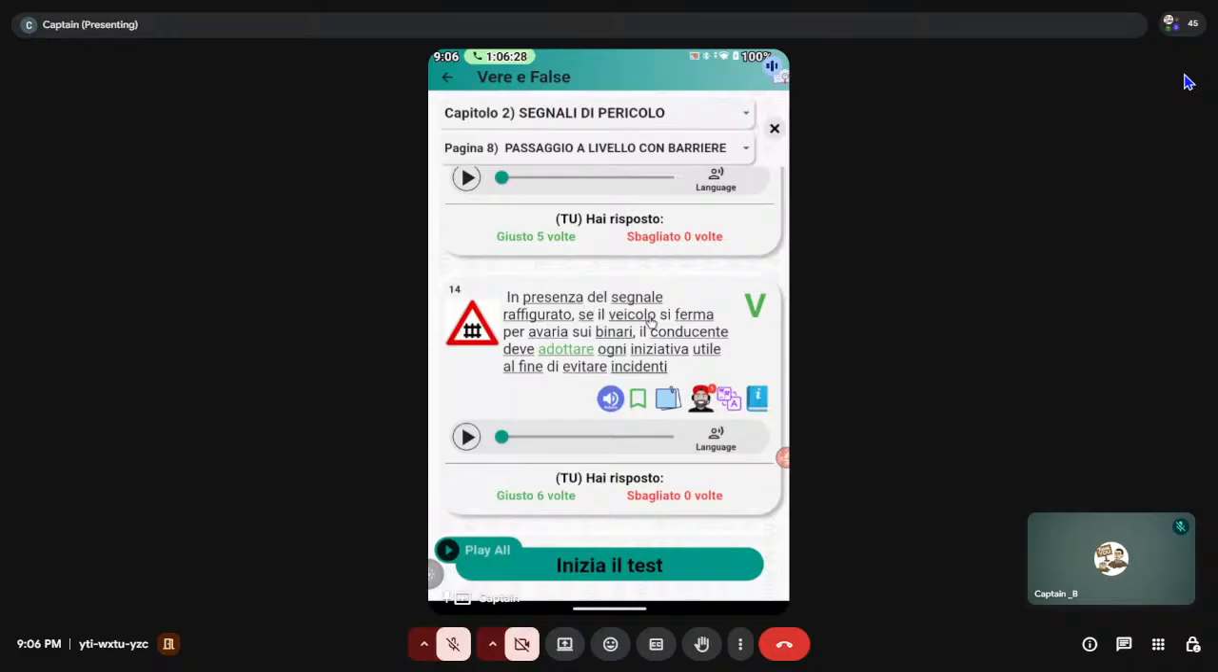Now, in the presence of this sign that it is referring to, se il veicolo si ferma, if your vehicle stops, okay, per avaria, a fault or breakdown, sui binari, on the track.